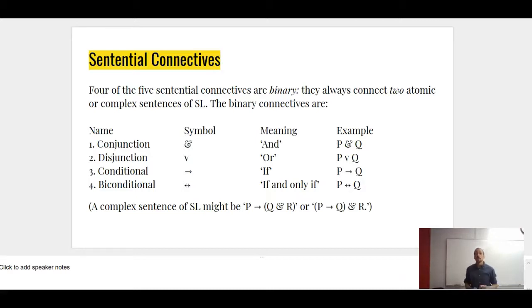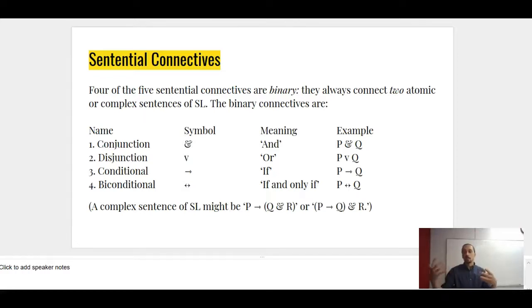Now, 4 of these 5 connectives are binary connectives because they always connect two other things, two atomic or complex sentences in SL. They are as follows: conjunction, and. We're going to be using the and symbol. An example here is P and Q. Disjunction, or, a little lowercase v there, P or Q. The conditional, an arrow representing if then. Example, if P, then Q. Finally, the biconditional, which is going to be more technical, but it'll play an important role in our logic. The if and only if.